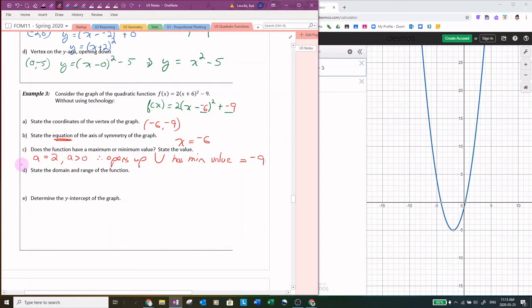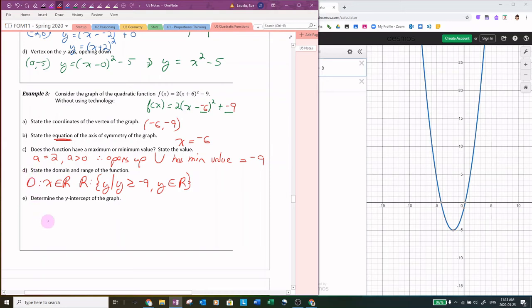State the domain and range of the function. The domain is x ∈ ℝ, because it's all the real numbers for x, and the range is y such that y, now it's got a minimum value, which means that y has to be greater than or equal to -9, and y ∈ ℝ, because it can be any real number. Oh, that was a terrible bracket. Let's fix that. Curly brackets.